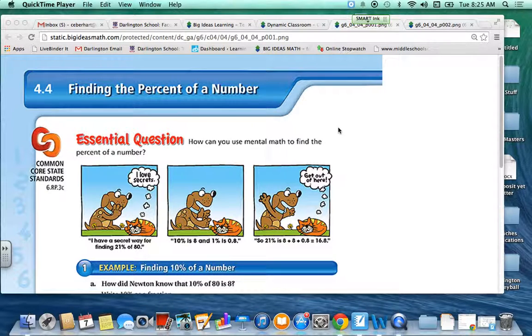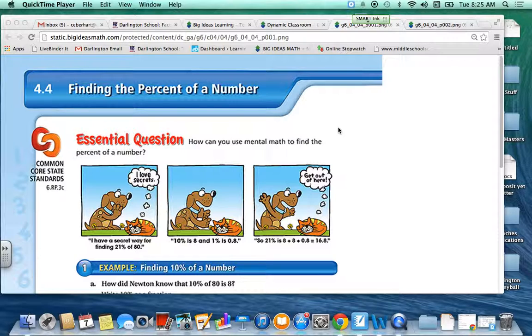All right, finding the percent of a number. First, let's look at the essential question today, which is how can you use mental math to find the percent of a number? So pretty much using no paper, pencil, or calculations, just doing all this in your head.